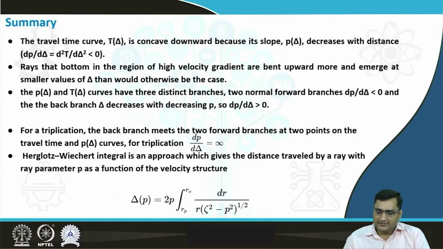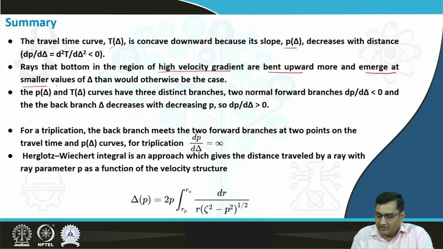Now the summary of today's lecture goes like this. The travel time curve T(delta) is concave downward because its slope is p(delta), the ray parameter, which decreases with distance. That means dp by d delta is less than 0, or dp by d delta, which is equal to d square T by d delta square, is less than 0. Rays that bottom in the region of high velocity gradient are bent upward more and emerge at a smaller value of delta than would otherwise be the case.